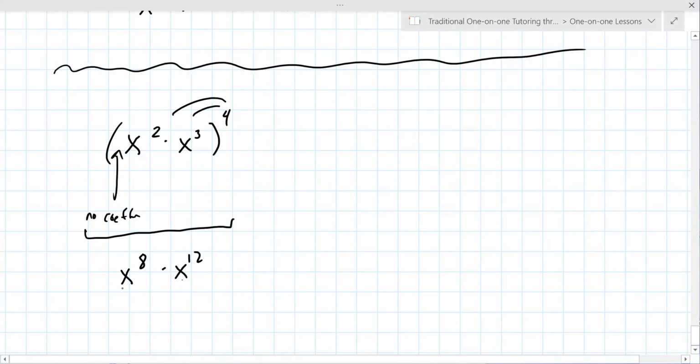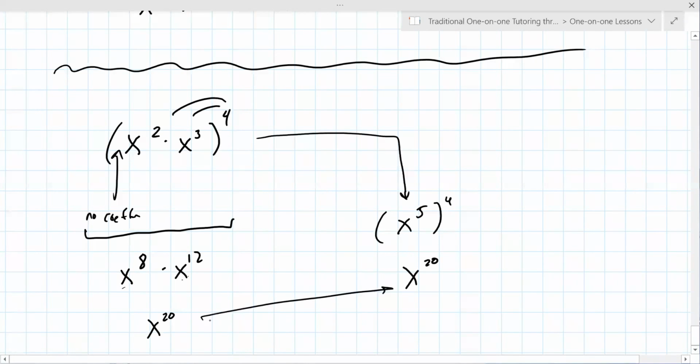So now the bases are the same and you're multiplying, so you add the exponents. So you could technically add 2 and 3 first. So let's do that first. That's x to the 5th to the power of 4, which is then x to the 20th. And are these the same?